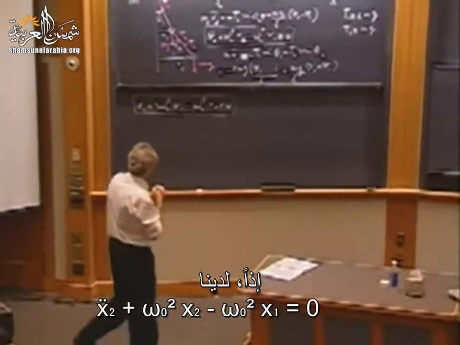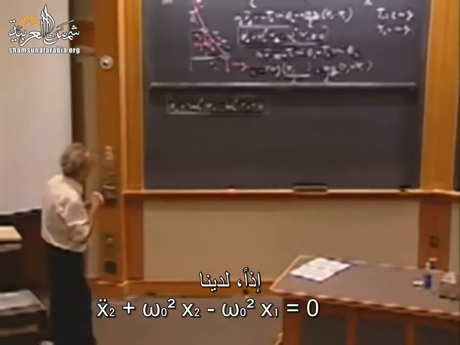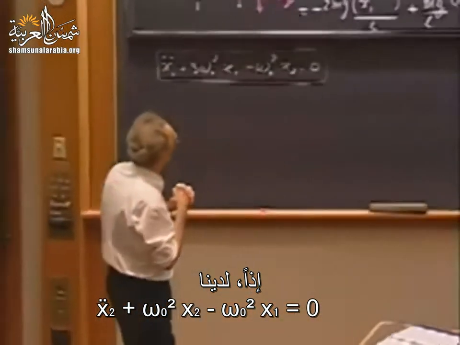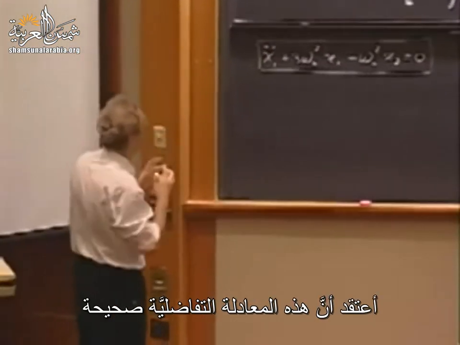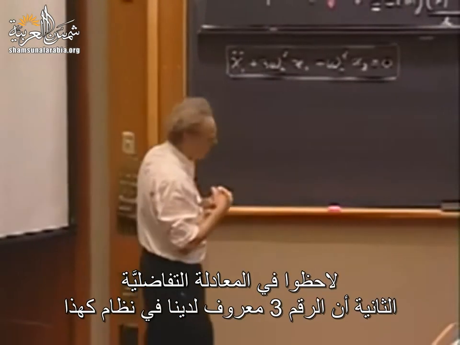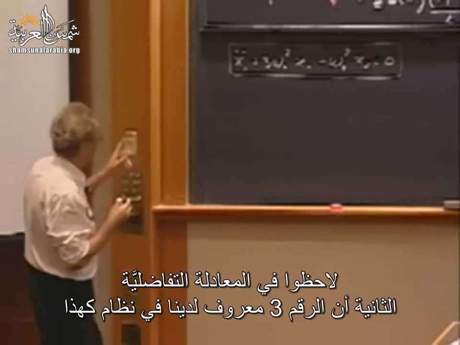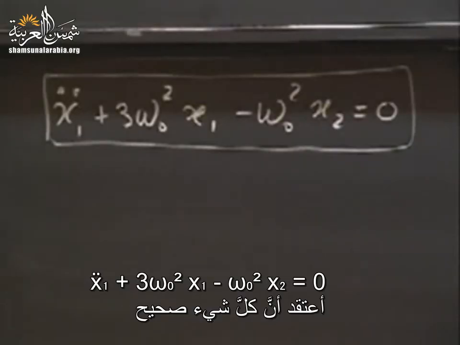So we have the x2 double dot. I can live with that. Plus omega 0 squared x2. That has the right smell for me. Minus omega 0 squared x1. I can live with that differential equation. I go to this one. Of course, the 3 is well known in a system like this. I have an x1 double dot plus 3 omega 0 squared x1. I think we are in good shape.